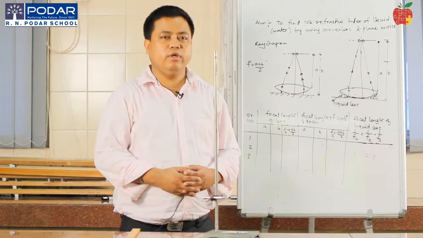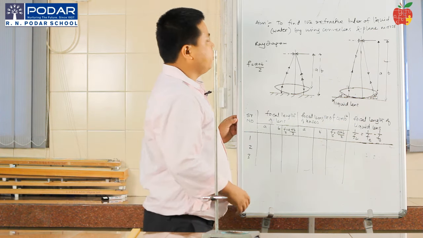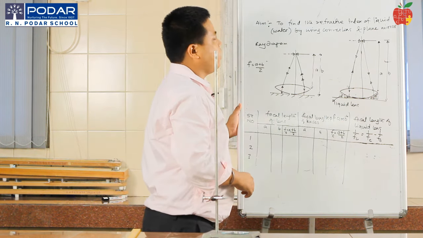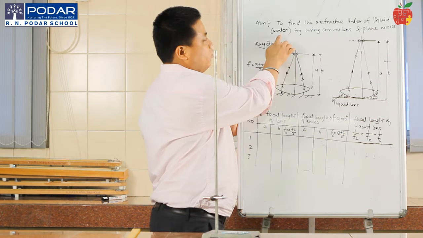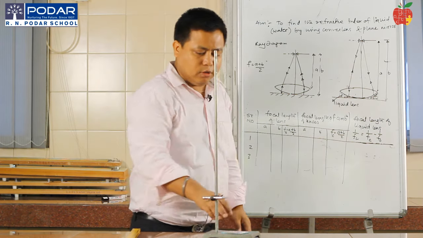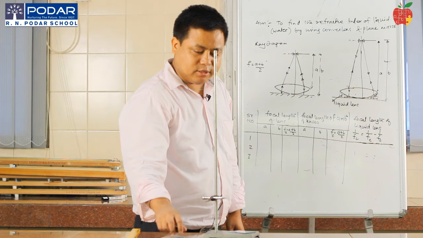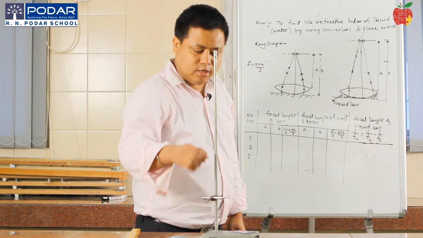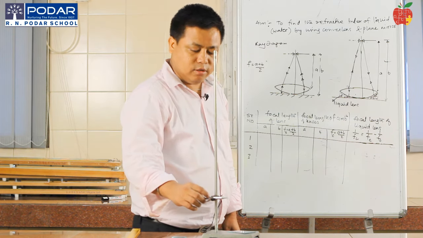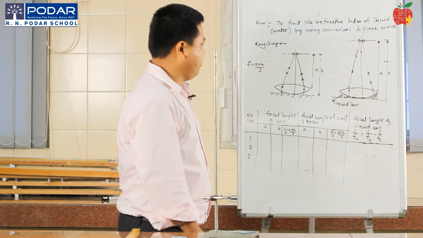Good morning, students. Today we are doing one more optical experiment. The aim of the experiment is to find out the refractive index of a liquid, we are using water, by using a convex lens and a plane mirror. So this is the plane mirror, this is the convex lens, and this is the optical bench system we'll consider, and this is the object needle. With the help of this needle we'll find out the position of the image.